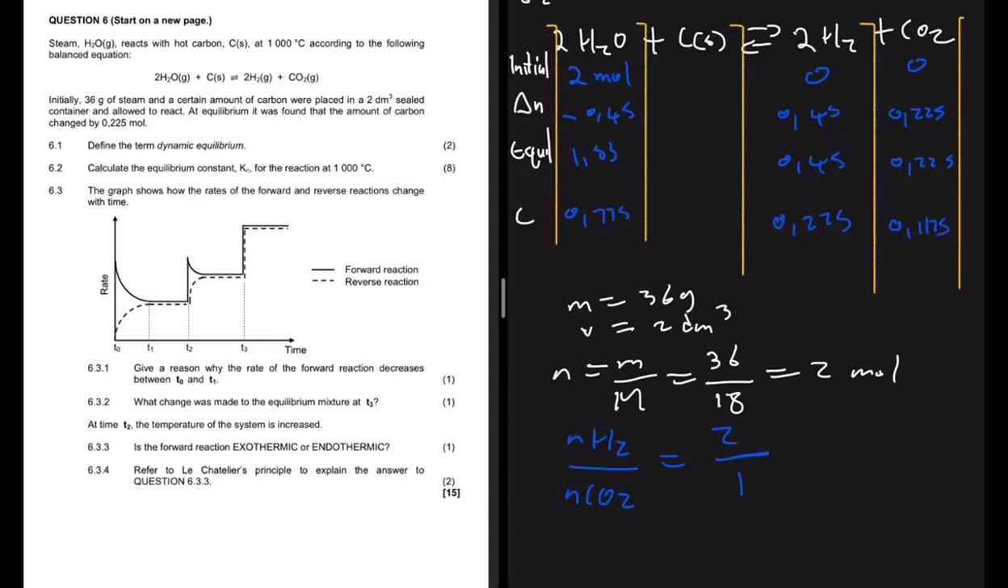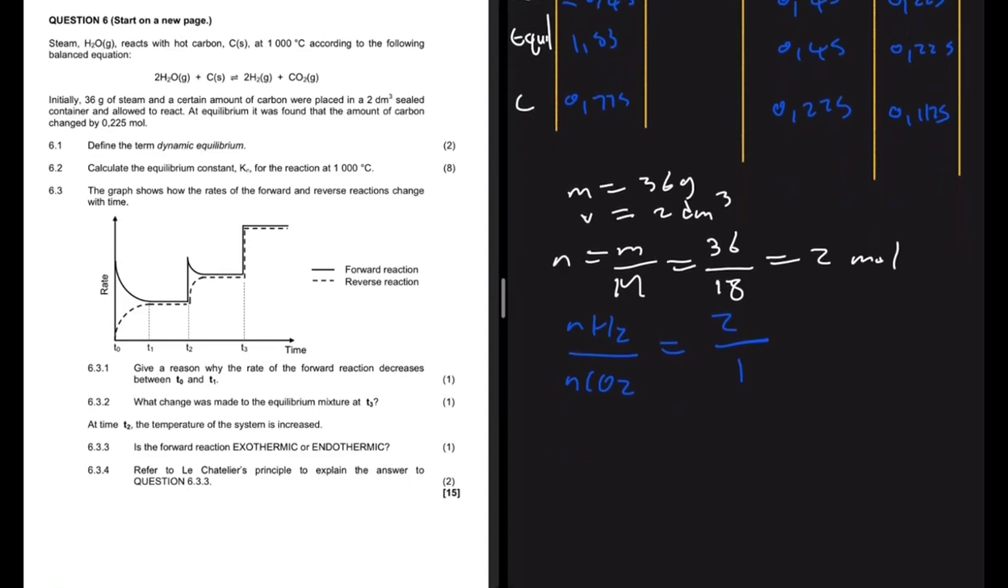0.1125. And then the question would be, why am I not putting anything for the carbon, right? The carbon is a solid, and in chemical equilibrium, we are only interested in gaseous and aqueous solutions, right? We don't regard solids. So now we can write our equation.